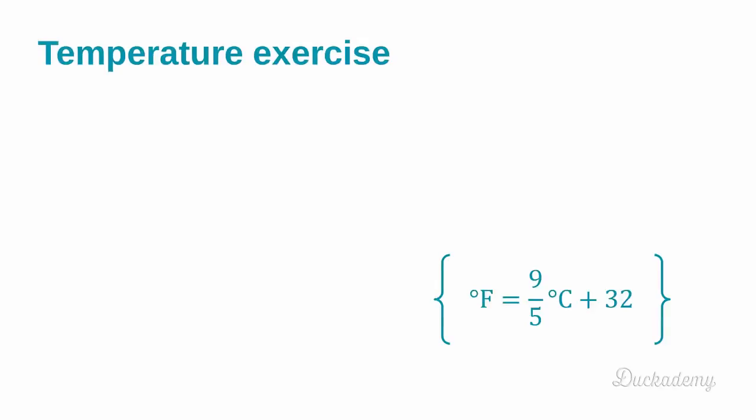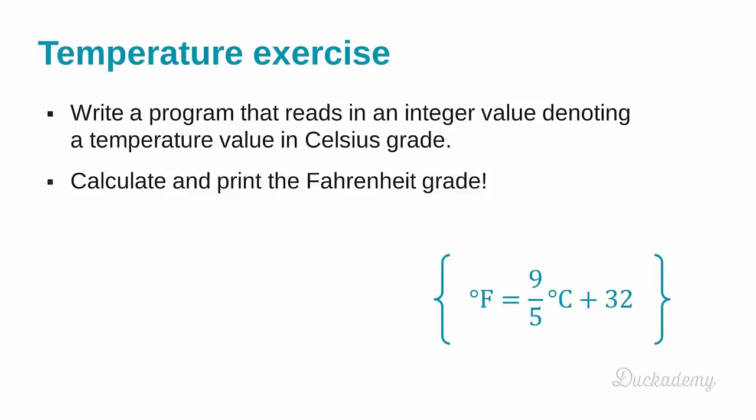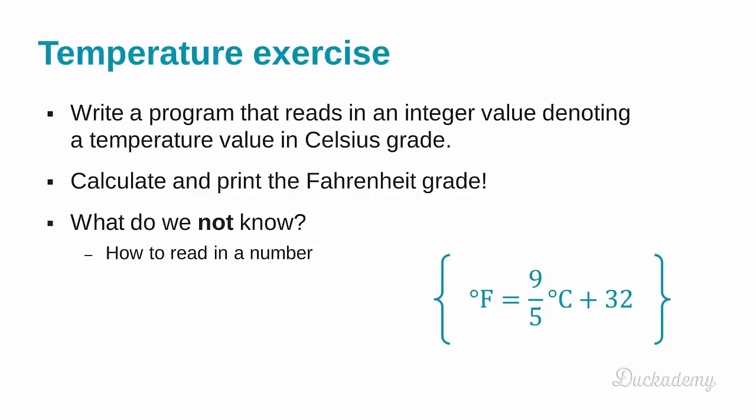The next exercise will be the temperature exercise. We will write a program that reads in an integer value, which is a Celsius value, and we will calculate and print it in Fahrenheit grade. The formula is here in the bottom right corner. What we don't know to solve this problem: first, we don't know how to read in a number from the user, and the second one is how to make calculations. Okay, let's see how it works.